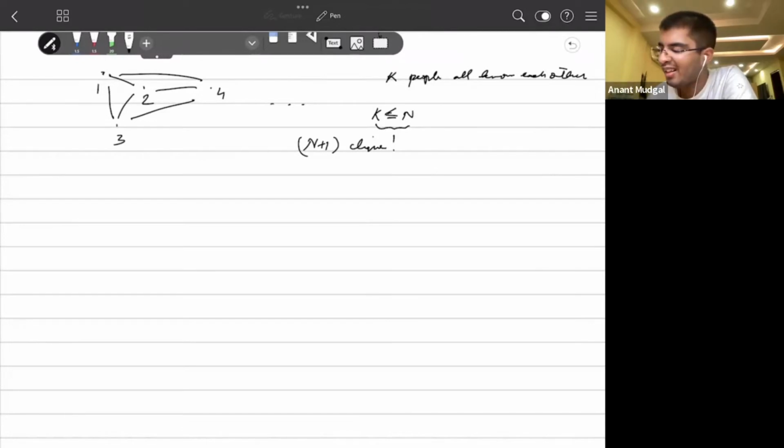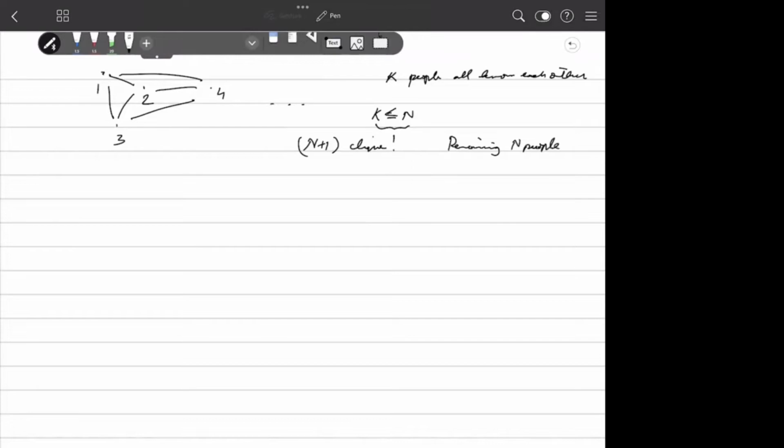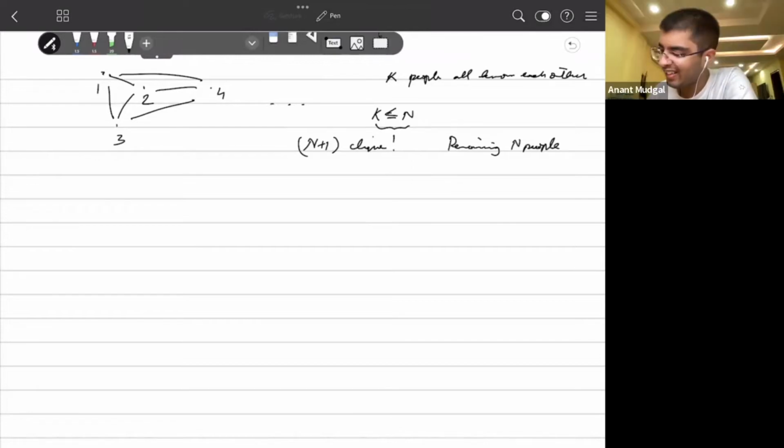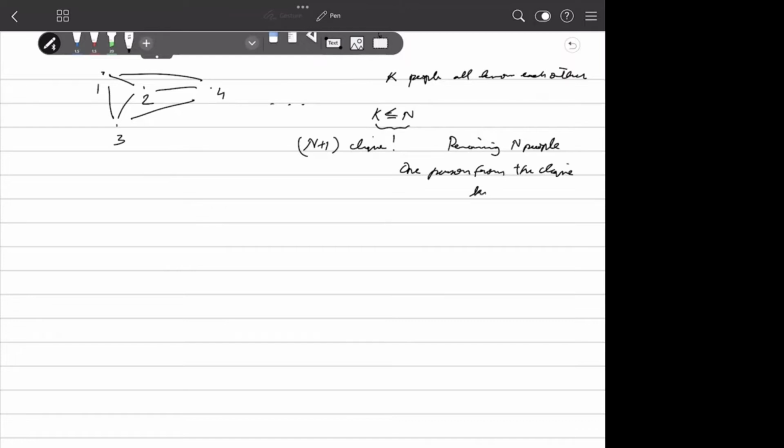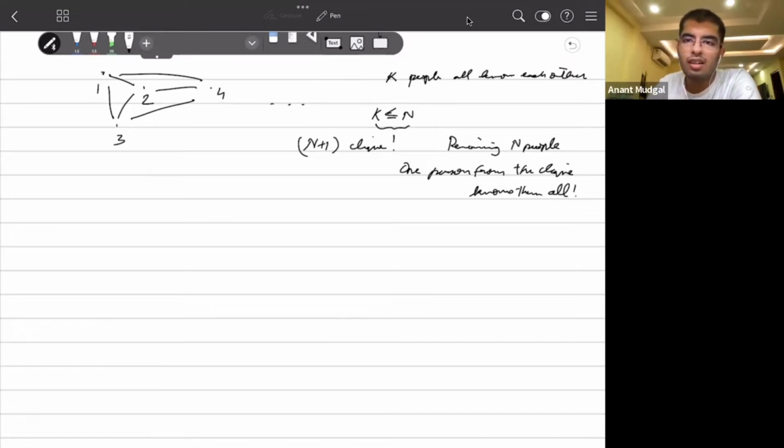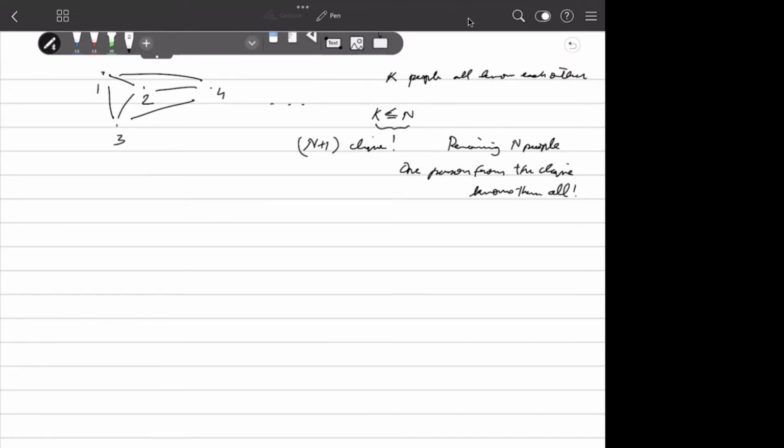And now the magic is that you pick the remaining n people. One person from the clique knows this one person. Yes, it has to be someone from the clique only, which just raises it again. Yes, exactly.